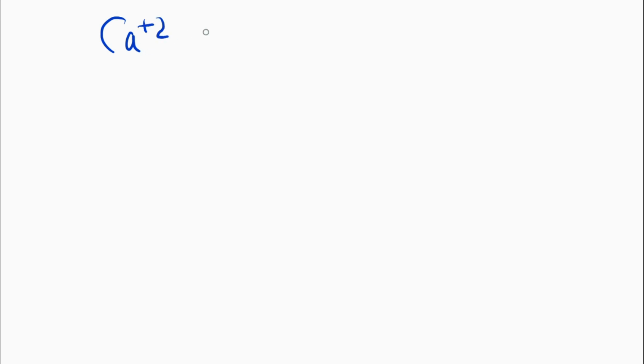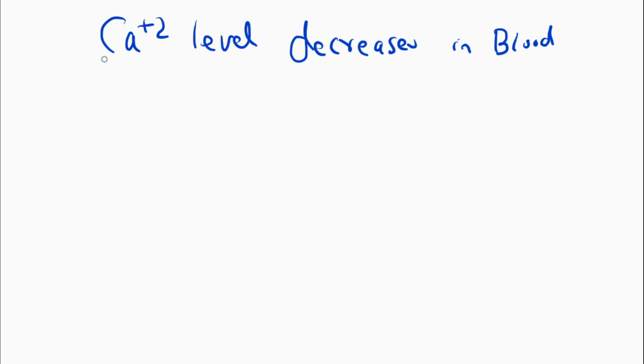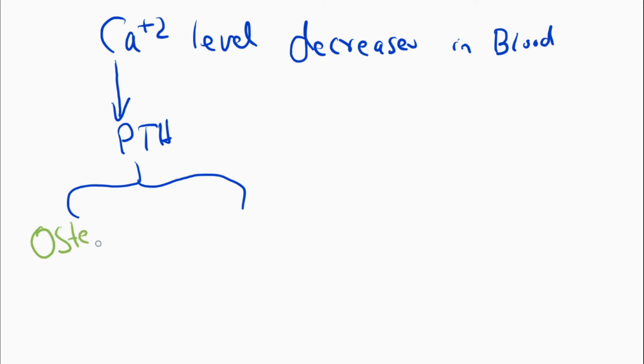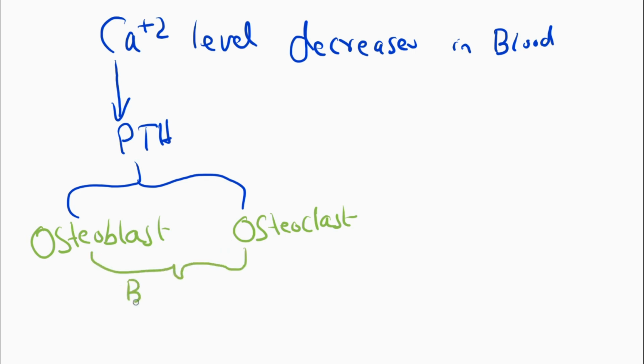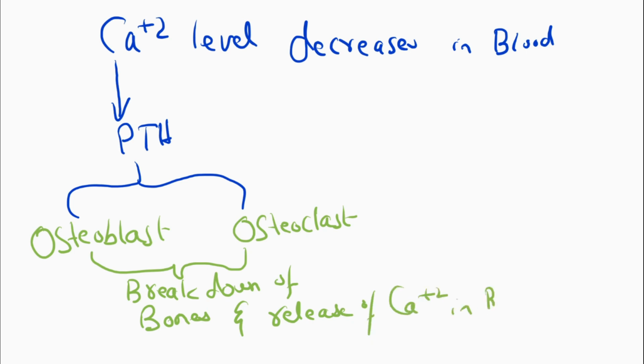When the level of calcium decreases in blood, then parathyroid hormone acts on osteoblasts and osteoclasts, and this results in breakdown of bones and release of calcium in blood.